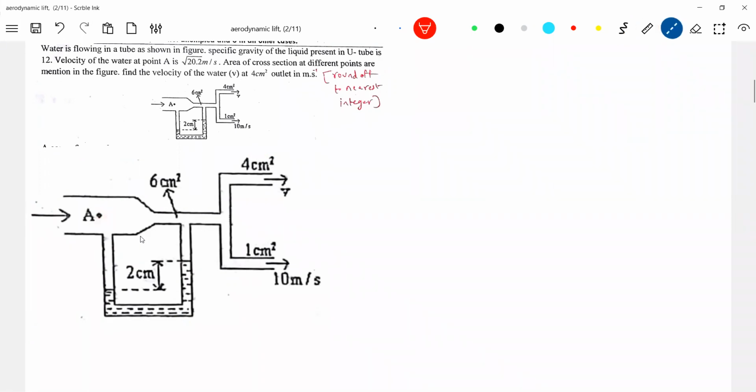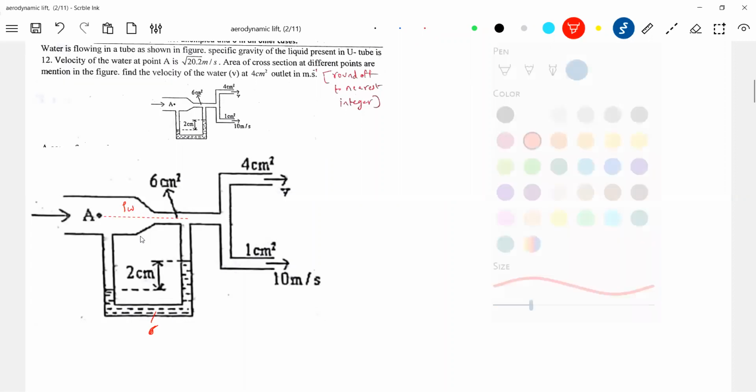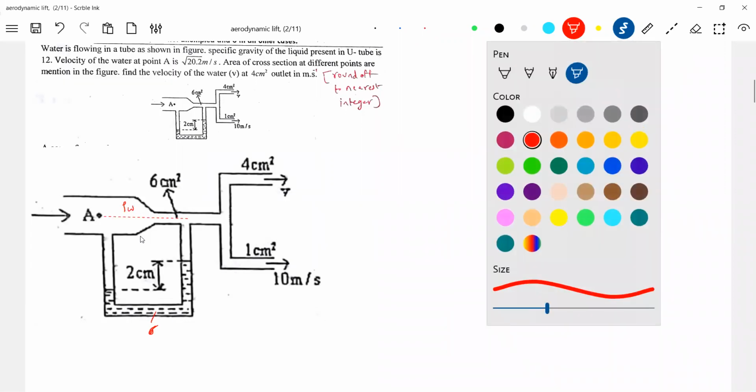First of all, make a habit of reading the question. Please do read the question. The two liquids are there. Water is flowing in a tube as shown in figure. Okay, there's water, density of water rho W. Specific gravity of liquid present in U tube is 12. Okay, this will have sigma. Later on, I'll replace it. Fine. Okay, we'll do one thing. We'll give different colors so that you'll understand.